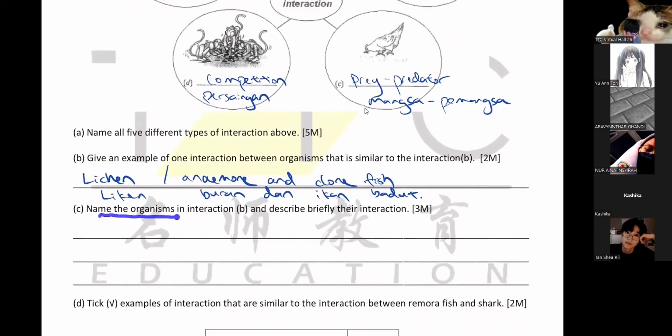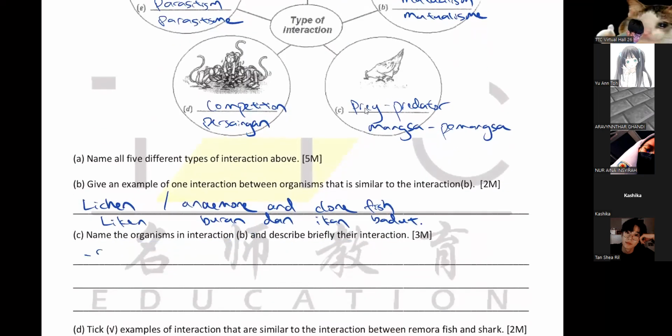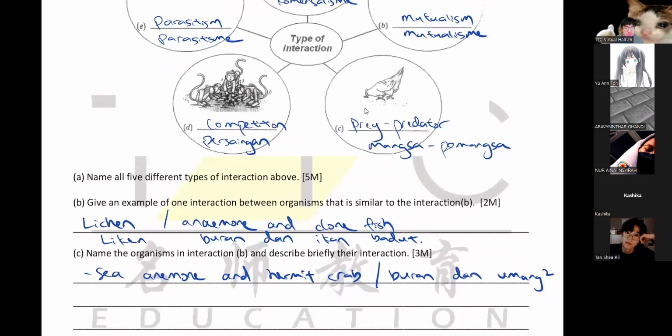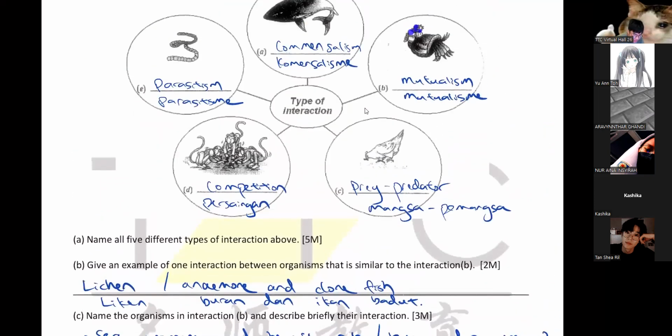So C, name the organisms in the interaction in B. So they want you to name this thing and describe briefly their interaction. Okay, so this is called your sea anemone, same thing, and hermit crab. This hermit crab is called umang, right? So how do they help each other? Okay, so you can say sea anemone provides protection. Okay, buran memberikan perlindungan. How does it protect the hermit crab? This fella is very spiky, very tajam, so you cannot catch the hermit crab.